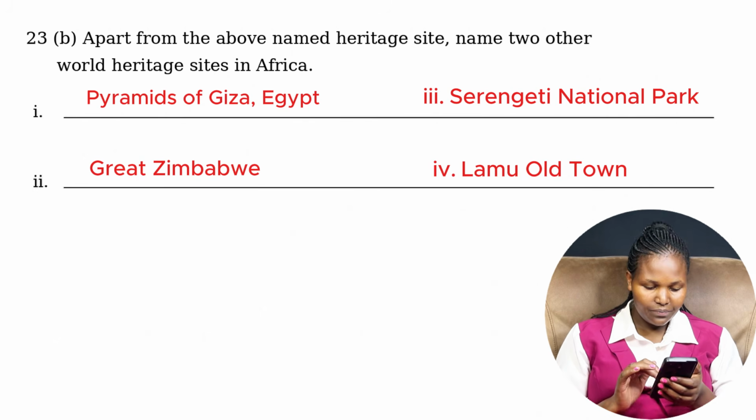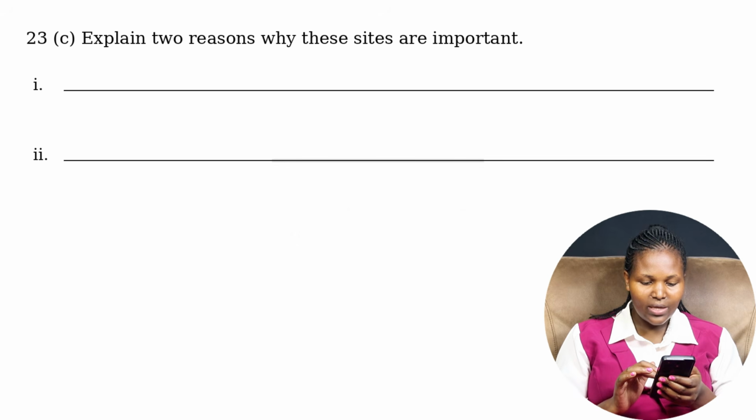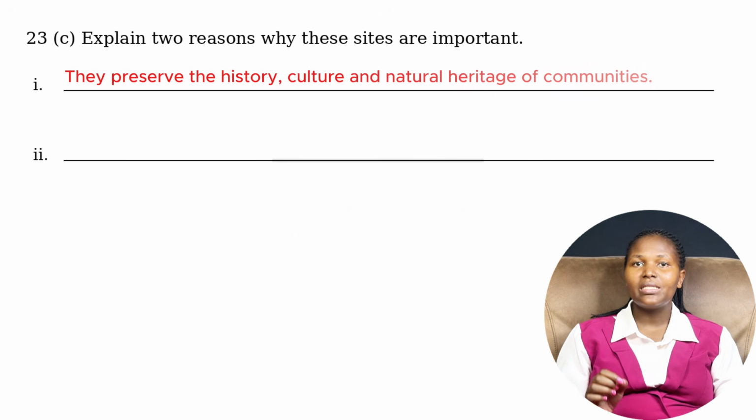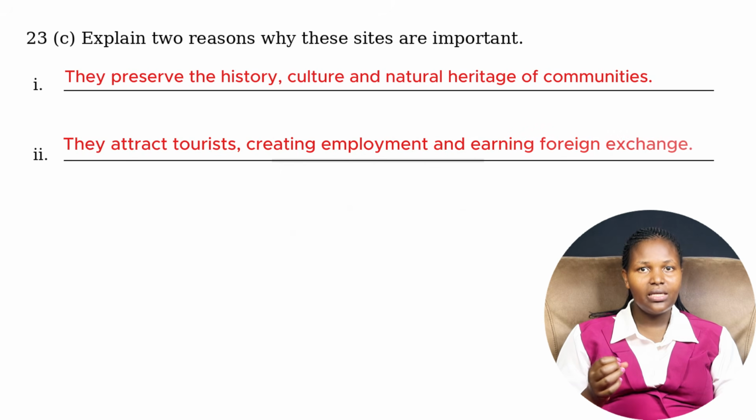And then C. C says, explain 2 reasons why these sites are important. Why are these sites important? The World Heritage Sites in Africa. 1, they are important because they help us to preserve our history, our culture, and our natural heritage as communities. Another thing, they attract tourists, you see, which in turn creates employment, helping people to earn income and also contribute to foreign exchange, because when tourists are coming in to view these sites, then there is exchange of currencies.